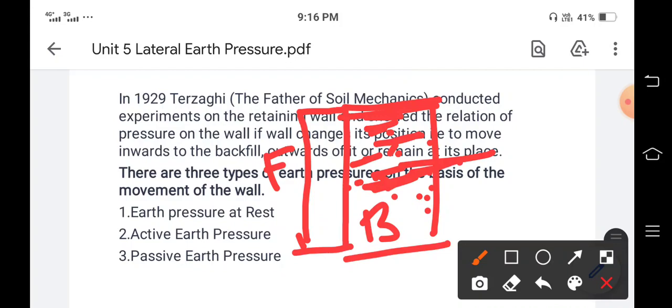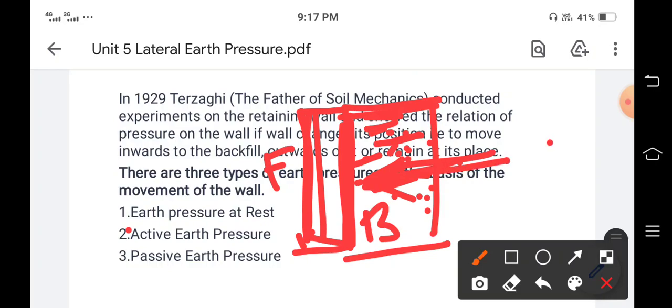Okay, so we see what is meant by active, passive, and earth pressure at rest, one by one. So this is our wall, and this is the backfill. This backfill or soil exerts some pressure onto this wall in the lateral direction, which is called the lateral pressure. Due to application of this backfill pressure, what are the various changes that occur onto this wall? That is called either active earth pressure, passive earth pressure, or earth pressure at rest.